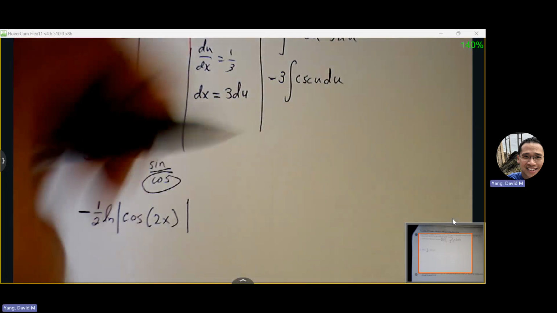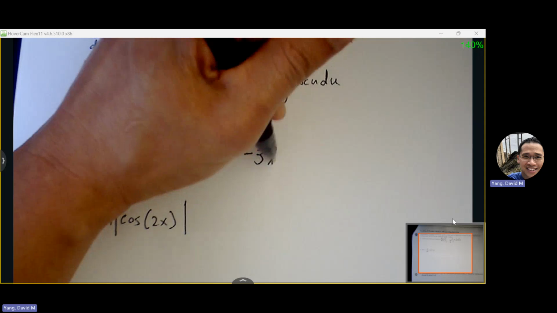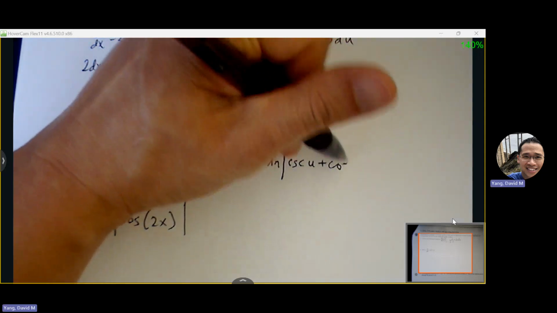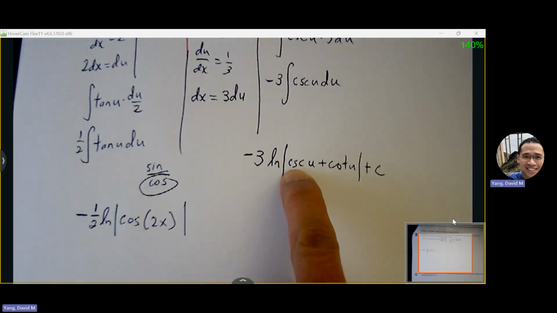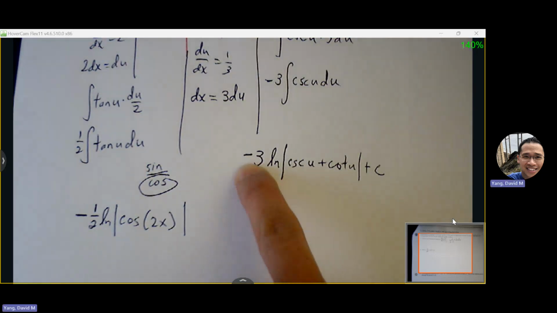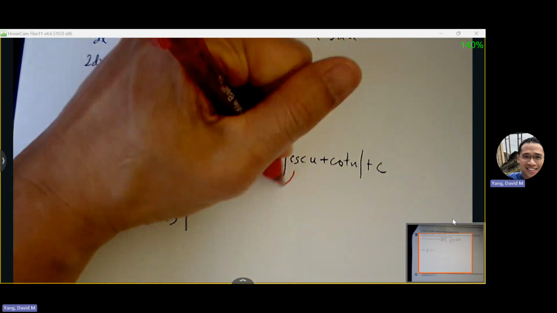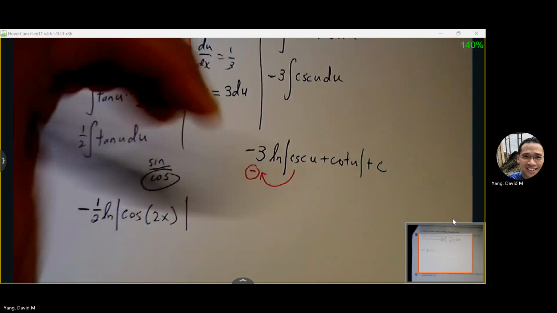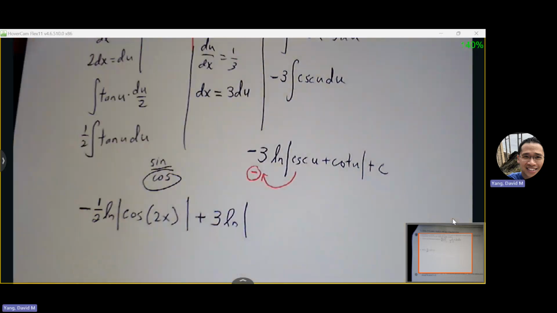Same thing here. Cosecant becomes natural log. Cosecant of u plus cotangent of u plus C. And then cosecant also has a C in it. This is going to produce its own negative. So that's part of the rule as well. So it becomes +3. And I'll bring back my u value.